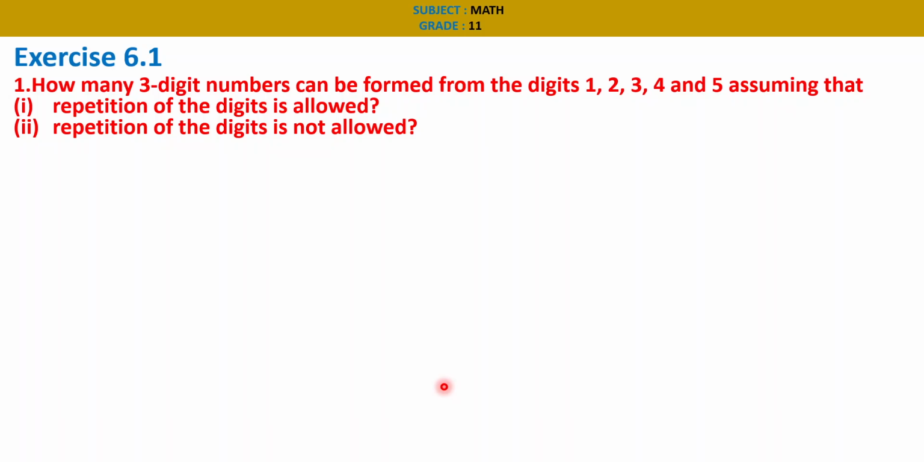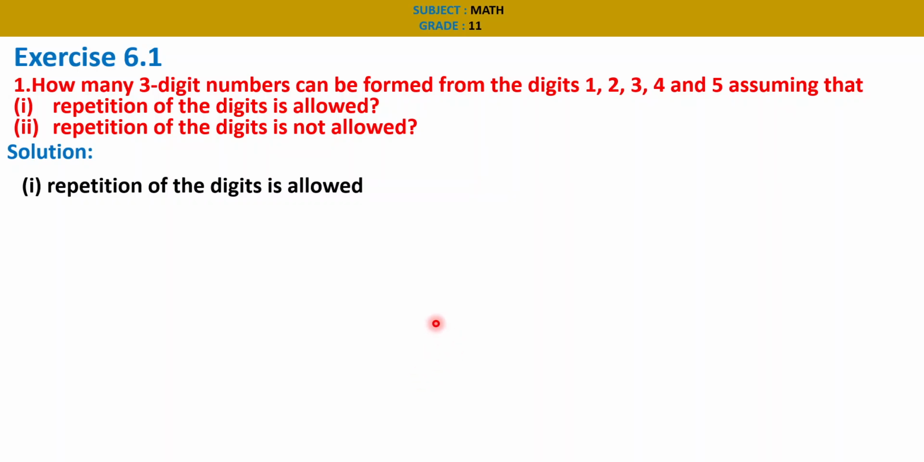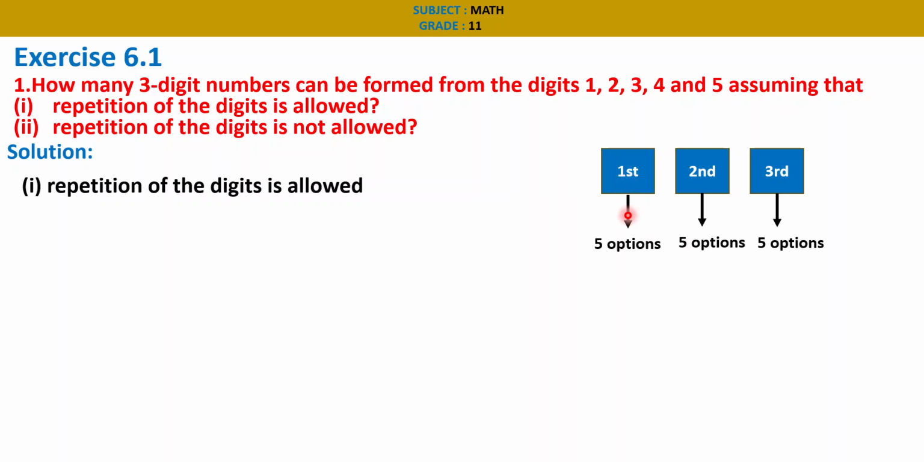How many 3-digit numbers can be formed from the digits 1, 2, 3, 4, and 5, assuming that 1. Repetition of the digits is allowed, 2. Repetition of the digit is not allowed. Let us solve. See here, that we need to have the 3-digit sequence, okay? But here the digits repetition is allowed. So first digit, how many ways you can use? 5 ways. Second digit also 5. Third also 5 options there.